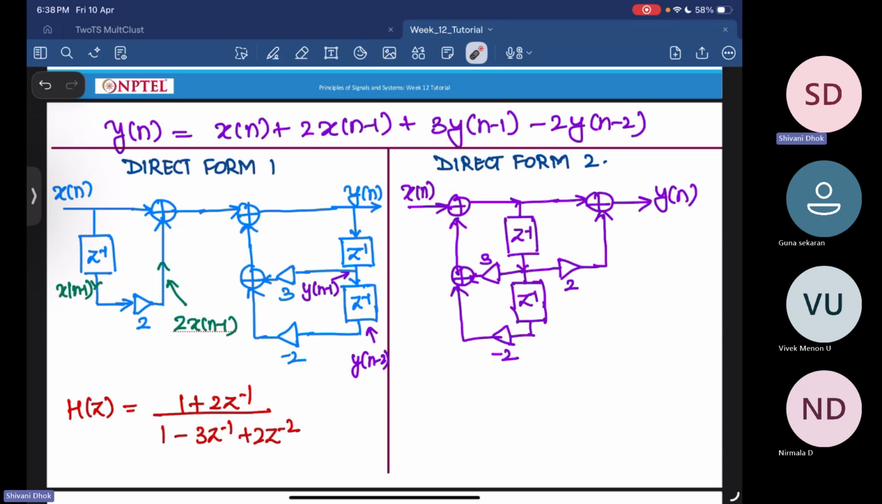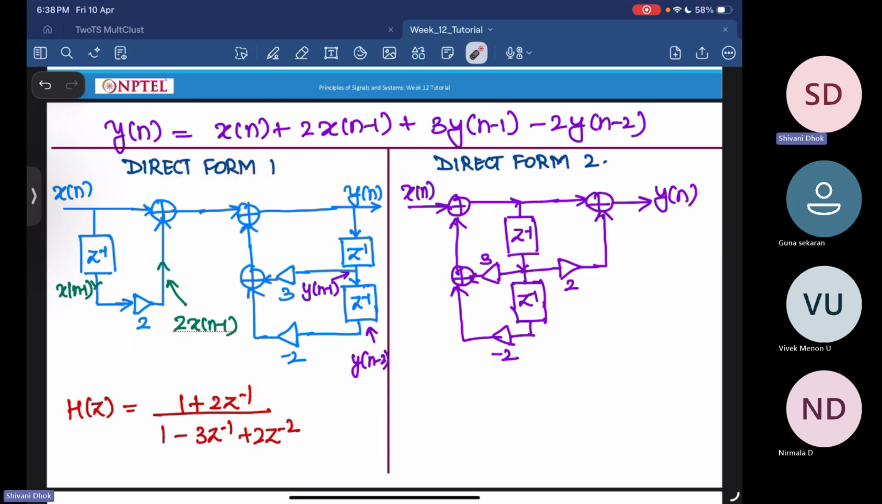That is not significant here because the order of your numerator and denominator polynomial of your transfer function is not much. But if, let's say, you have a 10 order filter, then let's say denominator and numerator both have 10 orders, then this system will have 10 delay blocks, and this system will also have 10 delay blocks. But if you use this particular direct form representation 2, you will have only 10 instead of the 20 delay blocks used for this direct form 1.